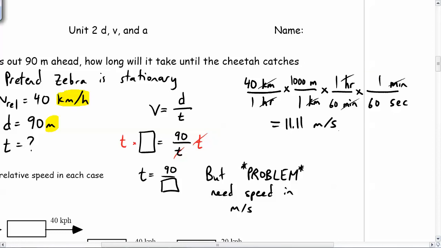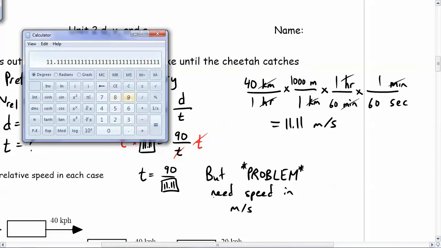I didn't keep the right number of sig figs because I never do the sig fig thing until the very, very, very last step. You want to keep as much information as you can until the very end. So now I'm going to put 11.11 here for the speed. So I'll take 90 divided by 11.111111. Keep as much information as possible so that your answer is as accurate as possible. And then I'll do the sig figs.